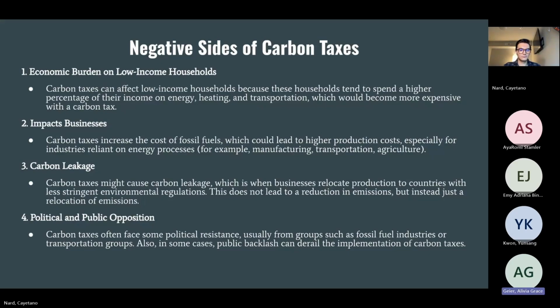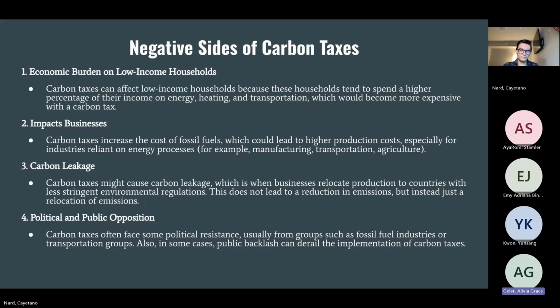Another example is carbon leakage. Carbon taxes might cause carbon leakage, which is when businesses relocate production to countries with less stringent environmental regulations. This doesn't necessarily lead to a reduction in emissions, but instead it just relocates where the emissions are. So the carbon taxes don't actually help the environment.